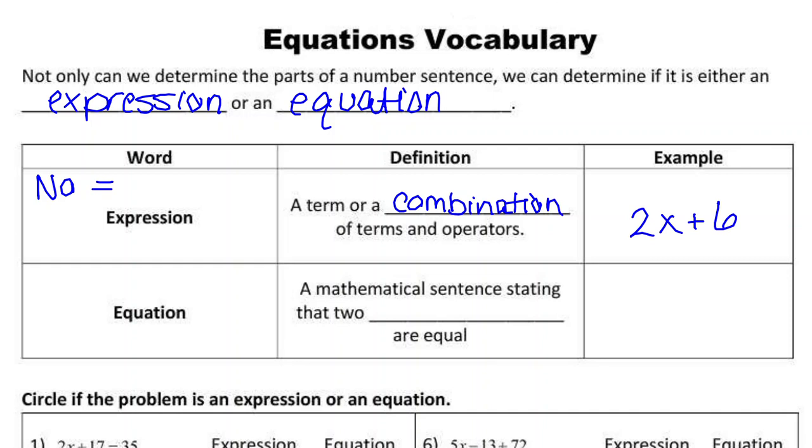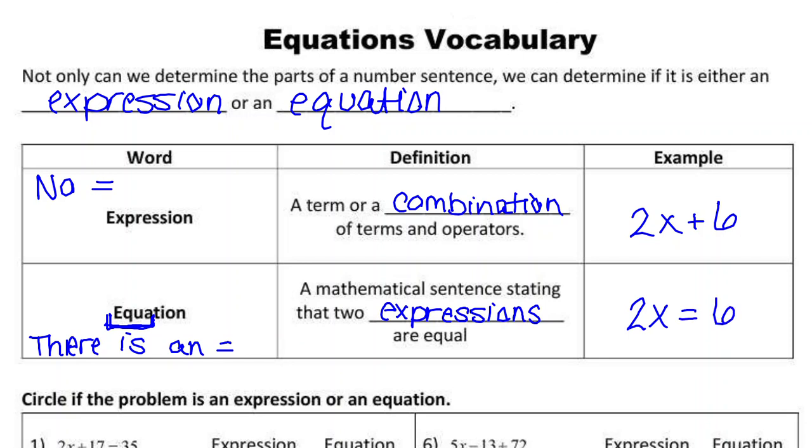Now, in an equation, there is an equal sign. So it's a mathematical sentence stating that two expressions are equal. And if you look at the word equation, you can almost see the word equal in it. So EQUA, all you have to do is add an L, and equation looks like equal. So an example of an equation would be 2x equals 6. So whatever 2 times that mystery number is 6.